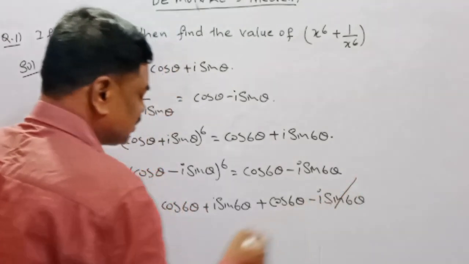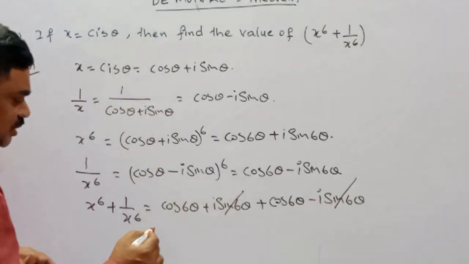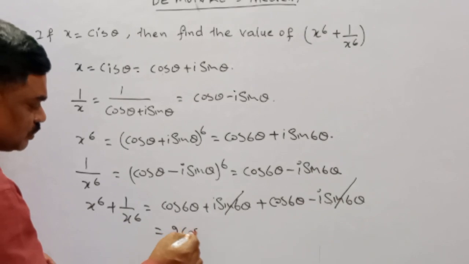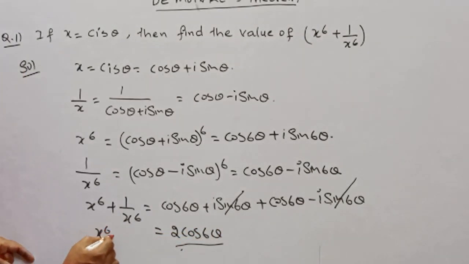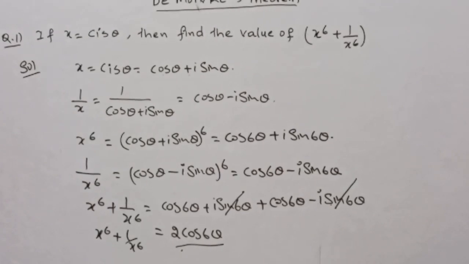Minus i sin 6 theta plus i sin 6 theta cancel. 2 into cos 6 theta is the answer. x power 6 plus 1 by x power 6 is equal to 2 cos 6 theta. Okay, all of you? That's all.